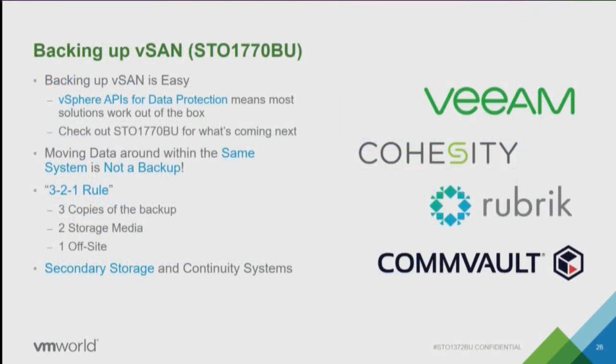Backing up is a simple story for vSAN. vSphere APIs for Data Protection have existed since ESX 4. The idea here is that there's an API set that backup vendors use to back up your data. And when they use these backup APIs, they can back up vSAN just fine. They don't need to know or care that it's vSAN.